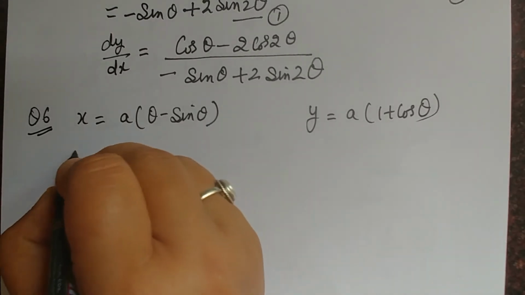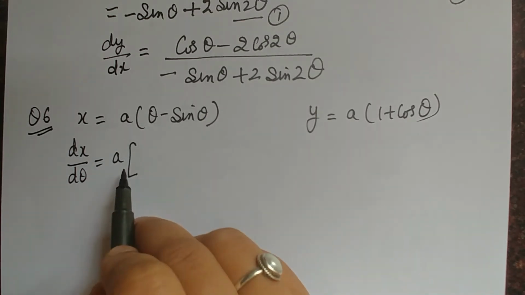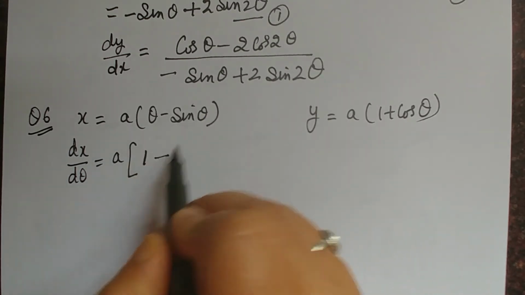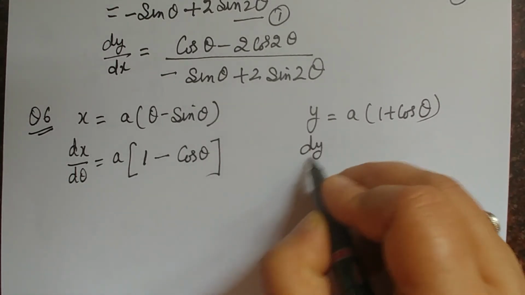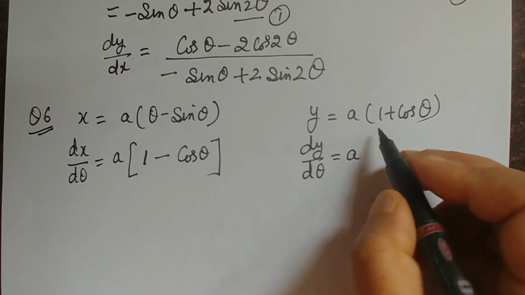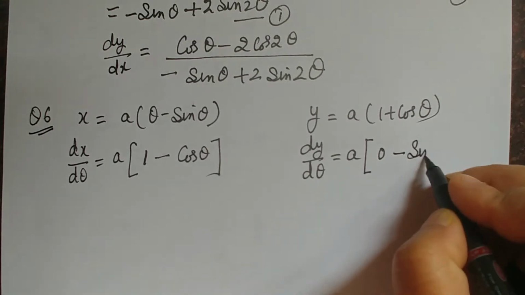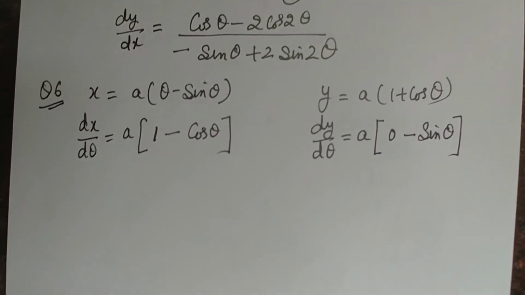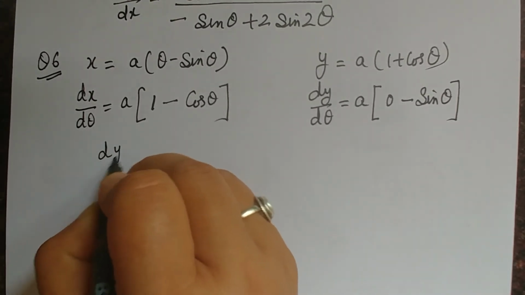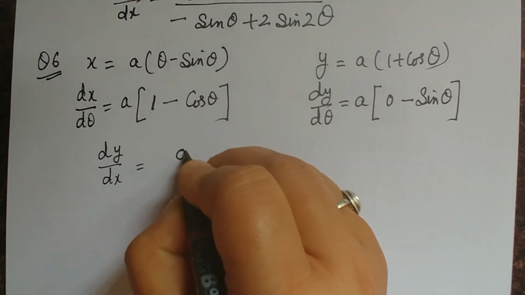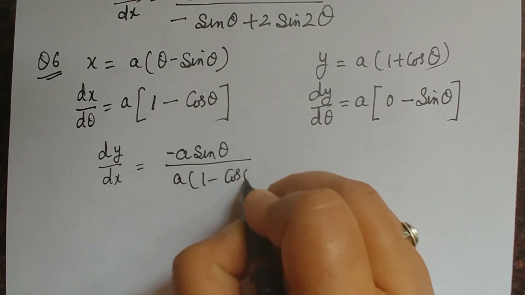Okay. So what is your dx upon d theta? This is a, a is a constant outside, derivative of theta is 1 and derivative of sine theta is cos theta. dy by d theta is a, derivative of 1 is 0, minus derivative of cos theta is sine theta. Okay. Now divide this. dy by dx is equal to minus a sine theta divided by a into 1 minus cos theta.